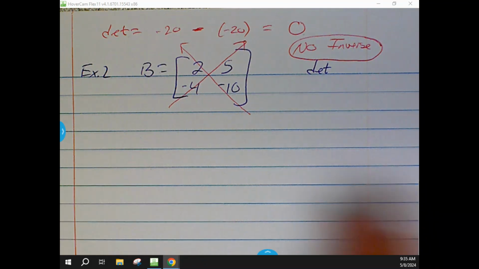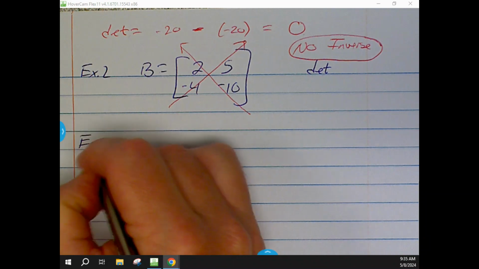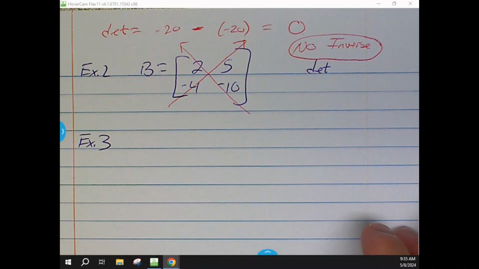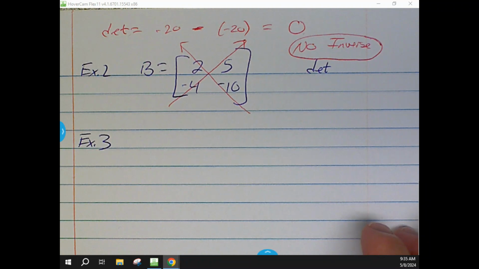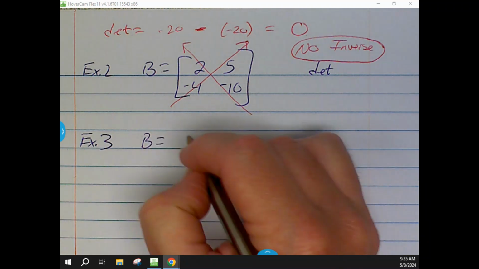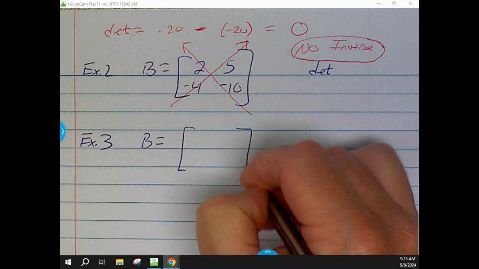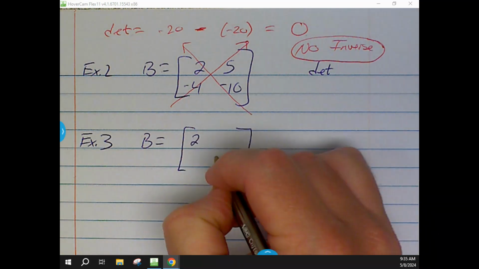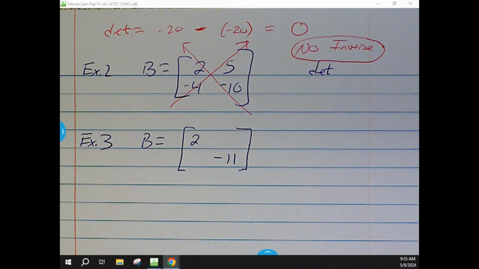Okay, now let's take that problem we've got here for example 3. I wouldn't even say it's a problem because we didn't do anything with it. We just found out it was 0 and said, oh, there's no inverse. Let's give you one here where you actually get something that's not 0. So let's say that's 11 instead of 10.